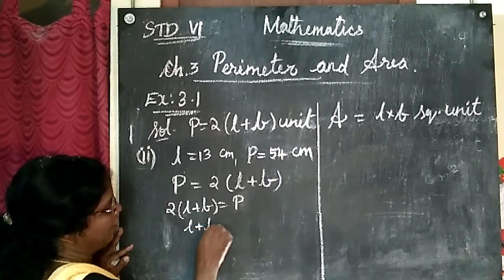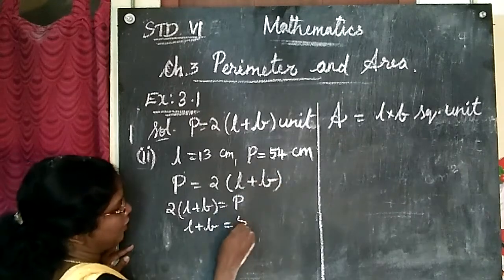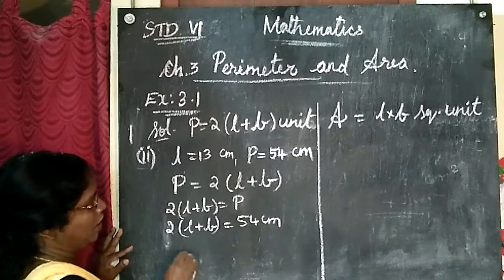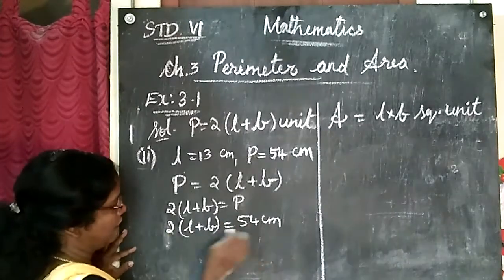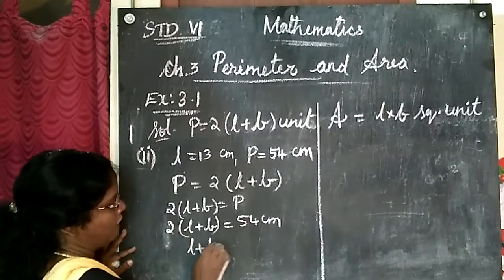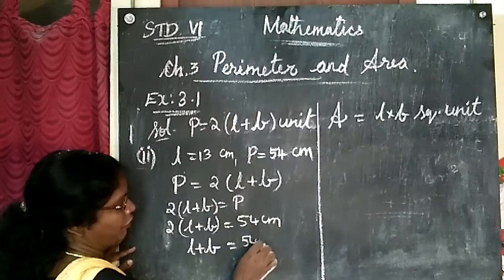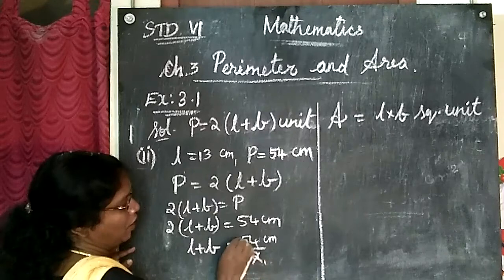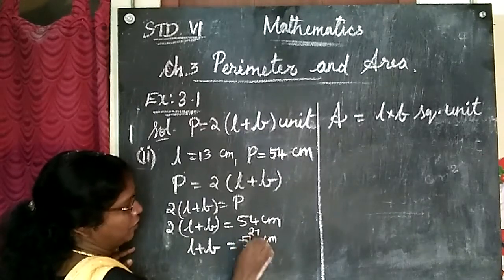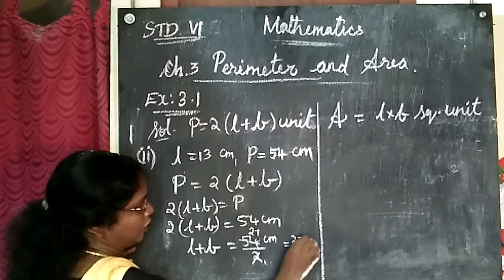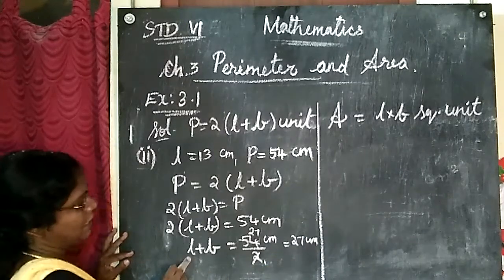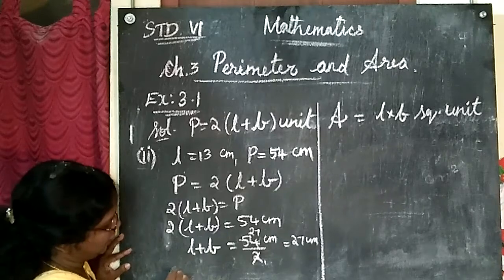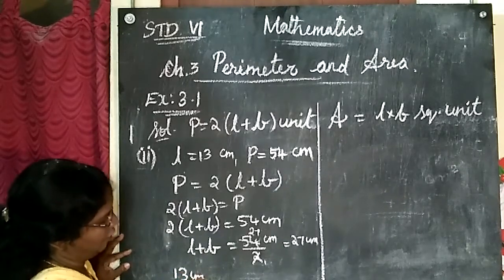L plus B is equal to, what is perimeter? 54 centimeter, divided by 2. Now this 2 you take that side and divide. So L plus B is equal to 54 centimeter divided by 2. What will come? 2 2s are 4, 7 2s are 14, that is 27 centimeter. Okay. L is given there. What is L? 13 centimeter. B we don't know.